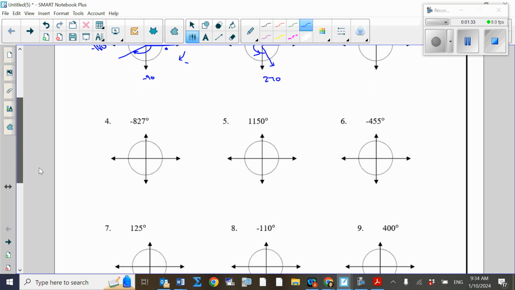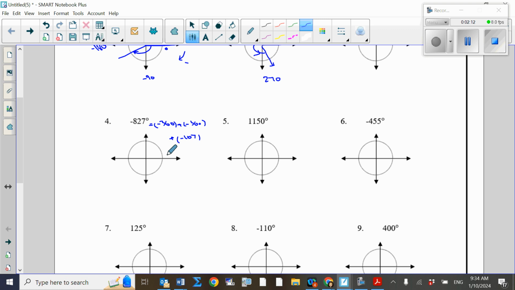Now let's work on this one, negative 827. So for this one, as we see, it's even more than 360 degrees. So we need to know how many 360s we have here for 827. If you use your calculator, you will see that 827 is negative 360 plus another negative 360 plus negative 107. So you can use your calculator to see how many 360s we have and what is left from that.